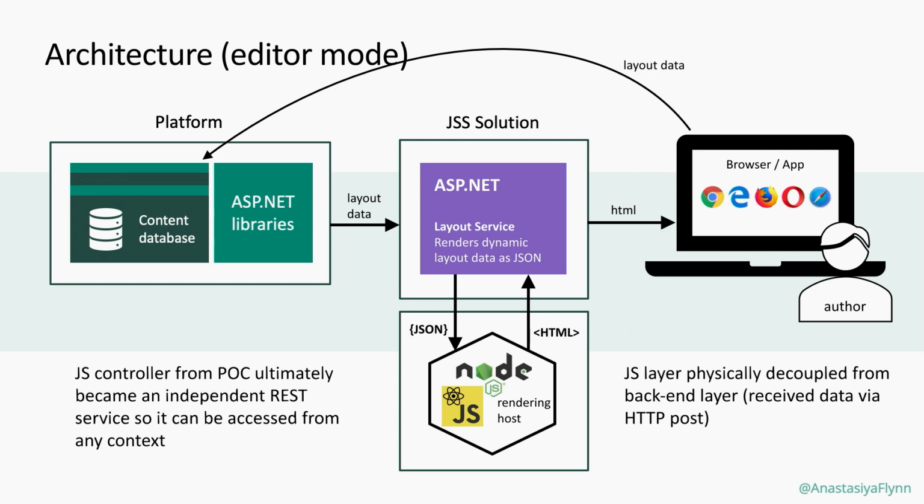So over time, we made some improvements to the architecture, which is changing that JavaScript controller to its own service. And that made it more flexible, since it can be called as a REST service from any context. And the node rendering engine was externalized, so it could live on a totally different machine from the layout service. It still receives layout data as JSON, but now this happens as an HTTP post. The physical decoupling of the rendering host means that it's now possible to develop on a Mac against a remote platform instance.